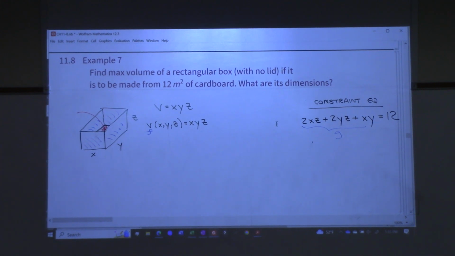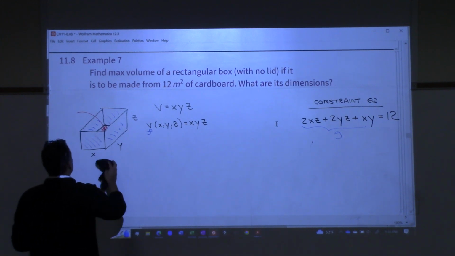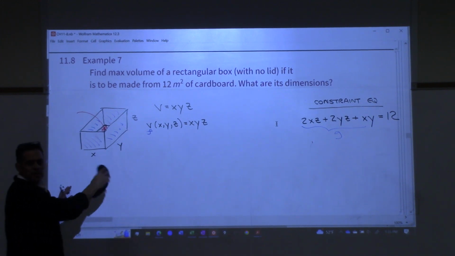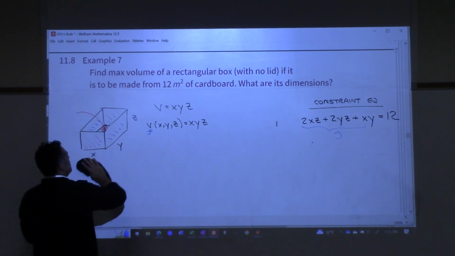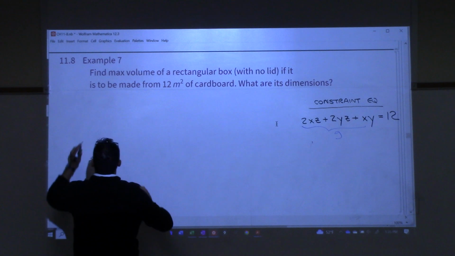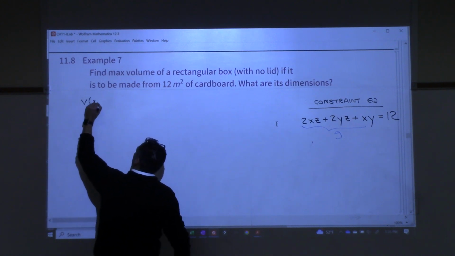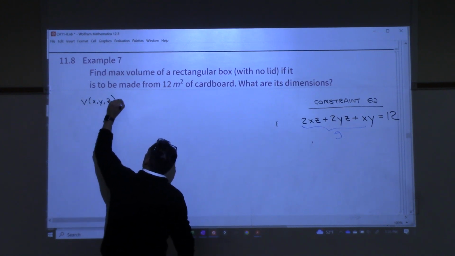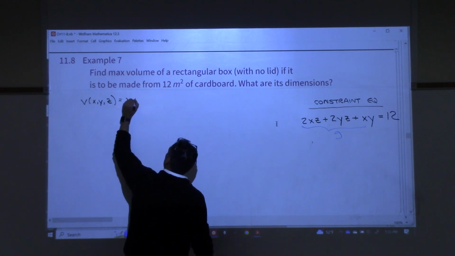All right, let's set up some equations. Hopefully this one won't be as bad as the last one. May I erase? Yeah, we're good. Let me put it up here. V of x, y, z equals xyz.